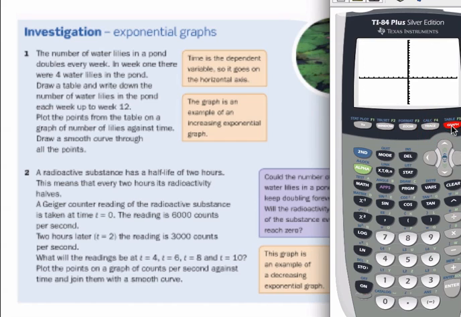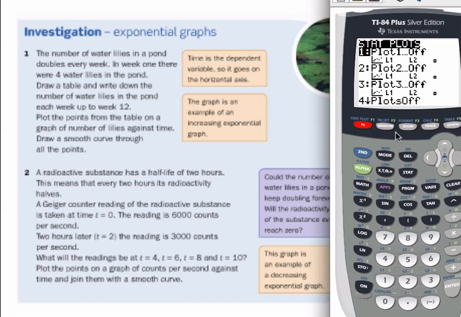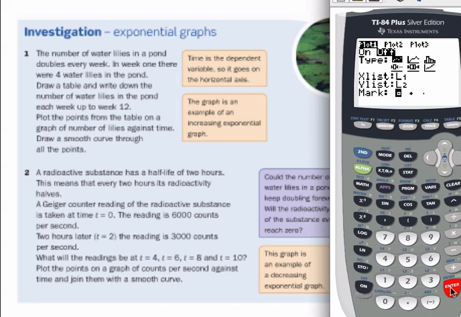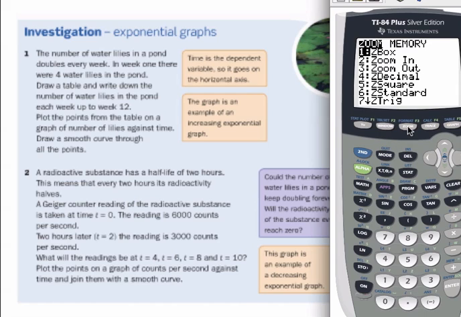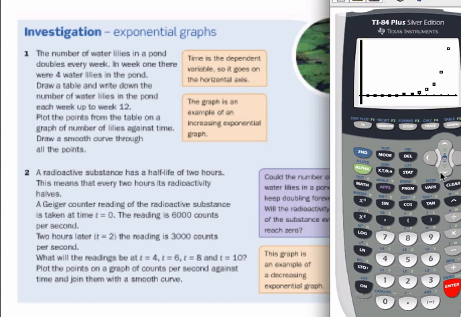Let's graph that. Actually, let's go to stat plot, and we're going to put stat plot on. That will allow us to plot these points. So that's going to be on. We're going to plot a bunch of points from list 1 and 2. And then I go to zoom. Number 9 is zoom stat. So I'll click enter. And there are my points.